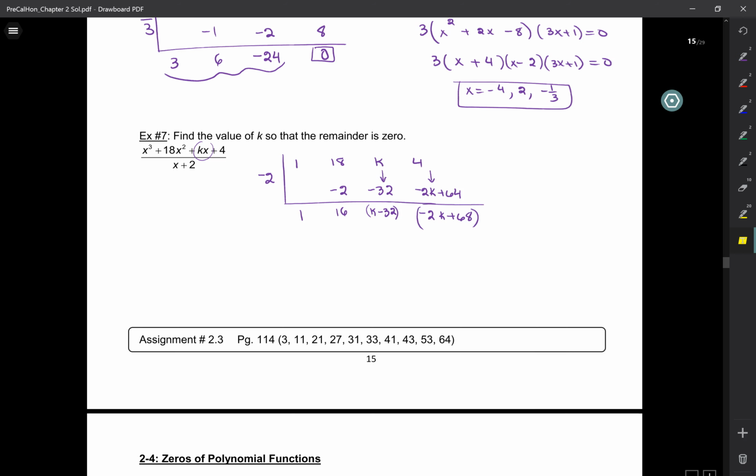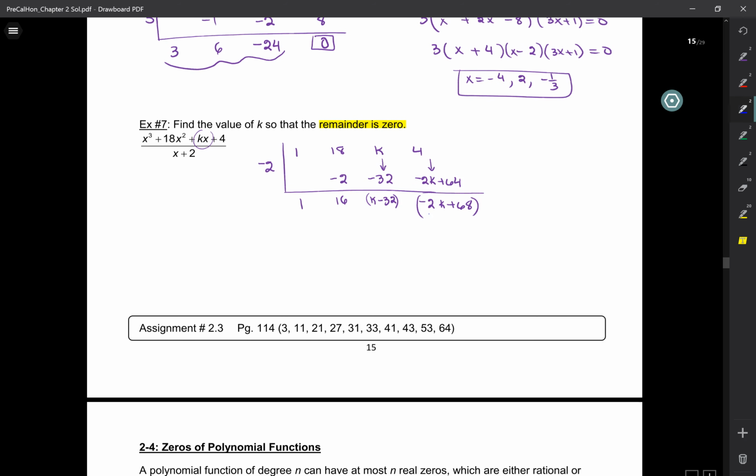But what did I want? I want the remainder to be 0. So I want this term to be 0. So I actually take that term, set it equal to 0. So negative 2k is negative 68. K is equal to 34. And look at that. That's the value of k.